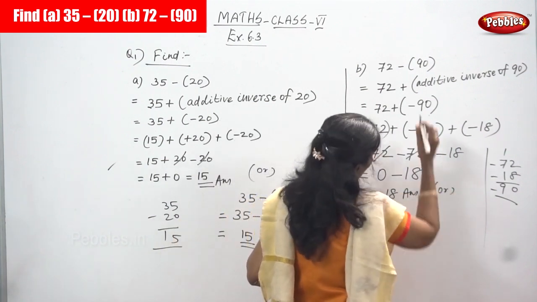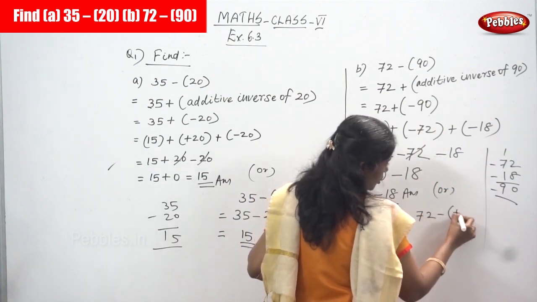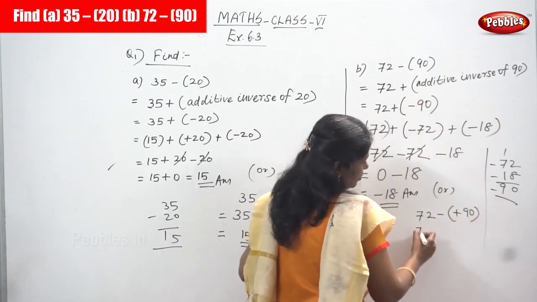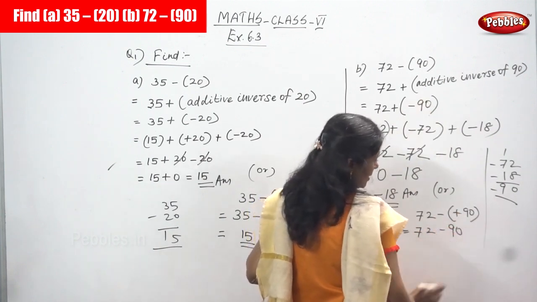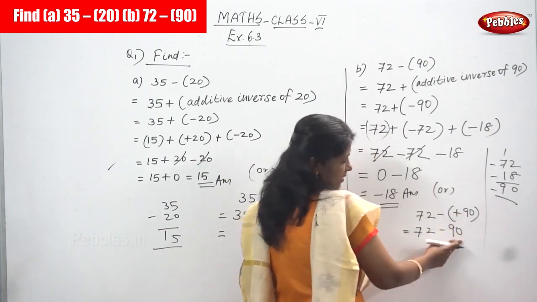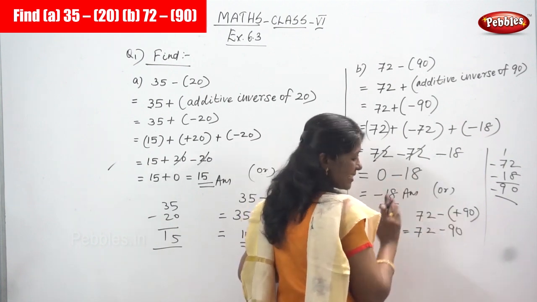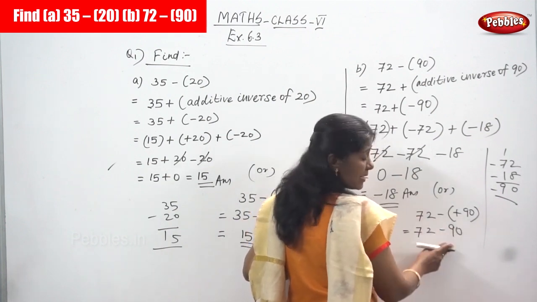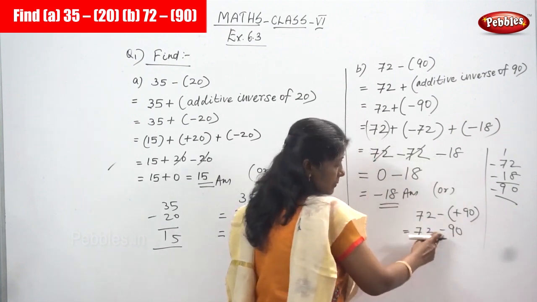Or else I will repeat one more method. 72 minus 90, where 90 is positive, there is no sign, so you have to consider it a positive integer. So 72 you write as it is, minus into plus, you get minus 90. You have to subtract the smaller number from the bigger number because both signs are different. This is a positive integer, this is a negative integer. So first you have to consider only the numbers, not the signs, to see which is the bigger number. 90 is the bigger number. I have told you, you are not supposed to look at the sign.